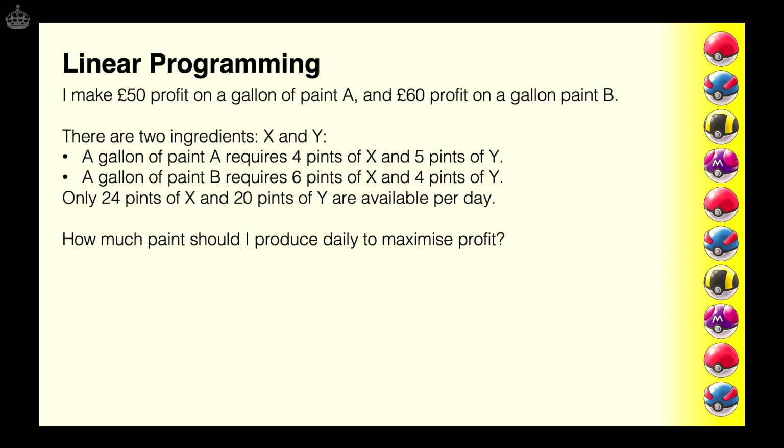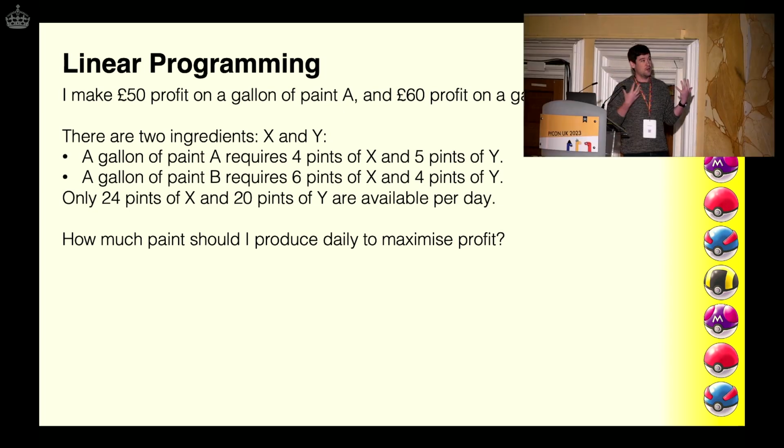But I'm constrained every day. I know I can only buy 24 pints of X and 20 pints of Y. So I need to know how much of each type of paint, A and B, should I produce every day to maximize my profit? Okay, so that's the situation.